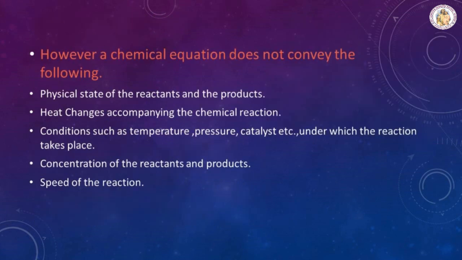However, a chemical equation does not convey the following: the physical state of the reactants and the products; heat changes, like heat liberated or heat absorbed, accompanying the chemical equation; conditions such as temperature, pressure, catalyst, etc., under which the reaction takes place; the concentration, whether diluted or concentrated, of the reactants and products; and the speed of the reaction.